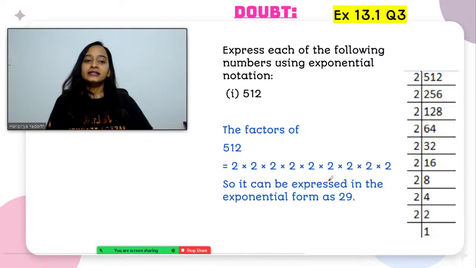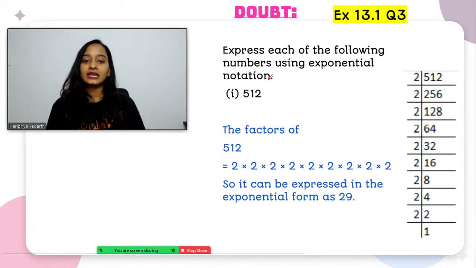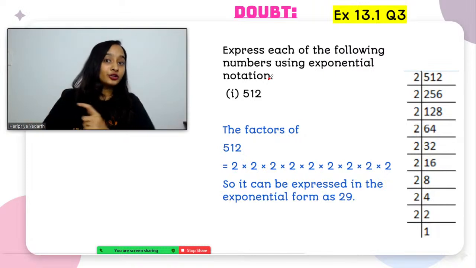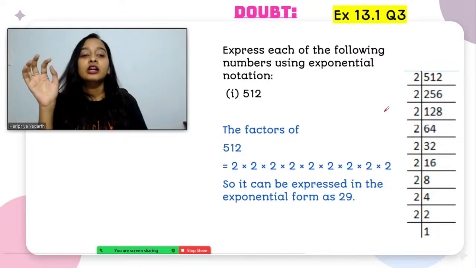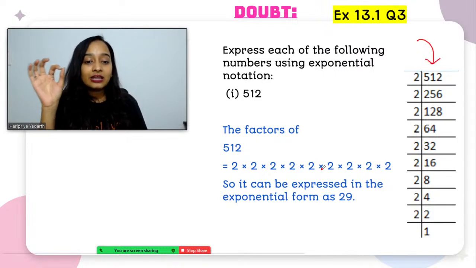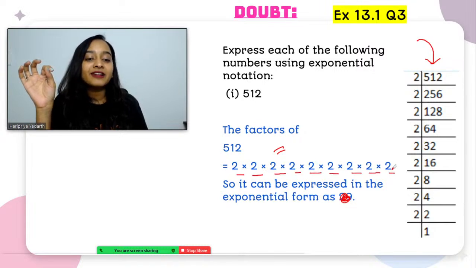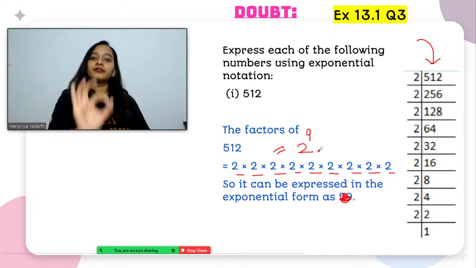Next, 13.1 question number 3. Everybody, express the following in exponential notation again. It's the number 512. It's the same thing we have done earlier for 270, 108 and all. Do the prime factorization. Write it like this. Now, this can also be expressed in exponential form. How? No, it's not 29. Now, 2 is getting multiplied with itself 9 times, so you can write it as 2 to the power 9.